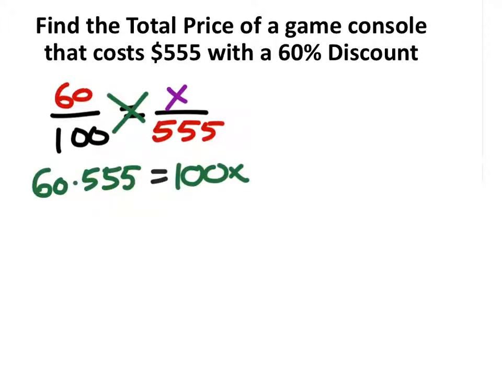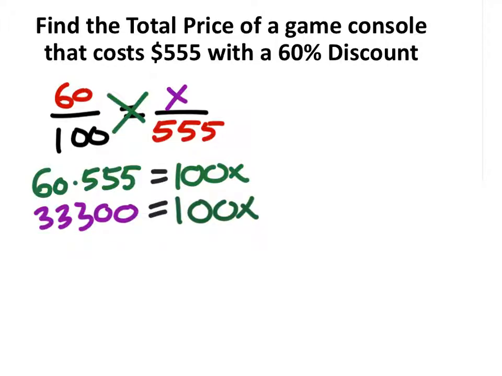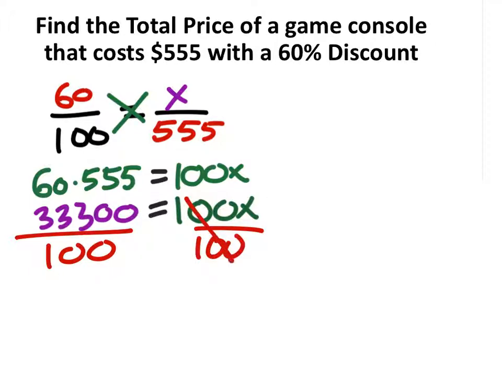well, I then would have 60 times 555, and then the other cross would be 100 times x, and 60 times 555 looks like it's 33,300. Now that seems like a big number. However, when we divide both sides by the 100, as we should, the hundreds cancel out. I'm left with x, and that would equal, I can just cross out the two zeros, and I have 333.